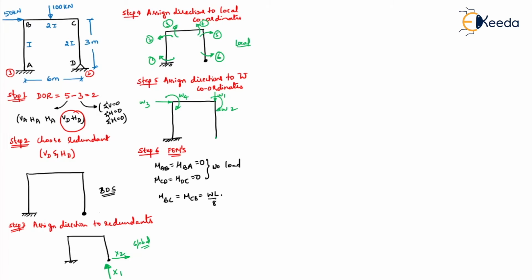WL by 8. That's your 100 into 6 by 8 point load at the center. 600 by 8, 75. So that will be 75 kilonewton meter. Then your reaction, your RB will be equal to your RC will be equal to what? Total load by 2. So that's 100 by 2. That's 50 kilonewton.